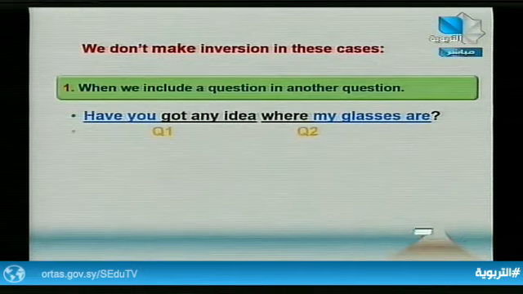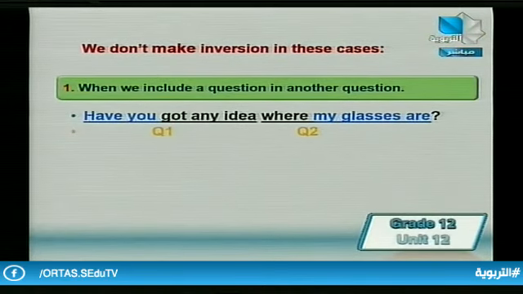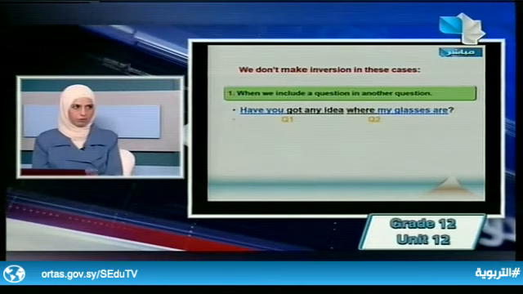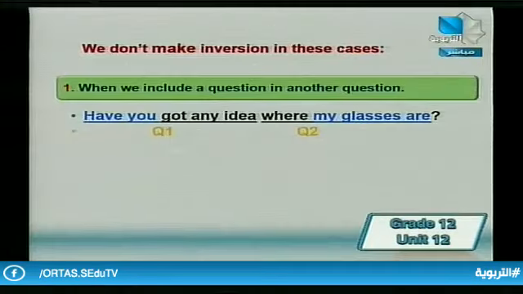The first one is when we include a question in another question. We have two questions in a sentence. For example, have you got any idea where my glasses are? Here we have the first question, so we must have inversion: have you? But in the second question, where my glasses are, we can't say where are my glasses, because it's the second question, so we can't make inversion here. So it is included.